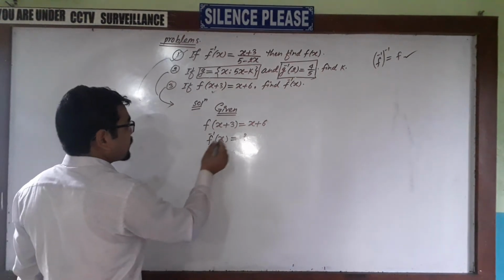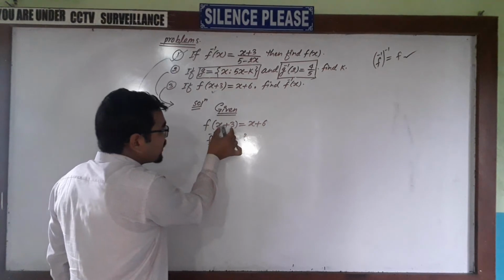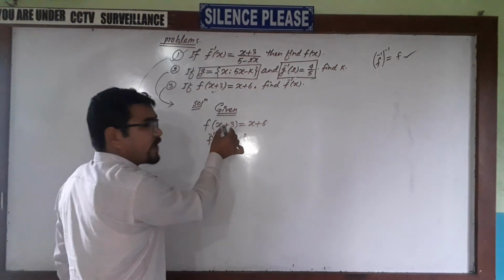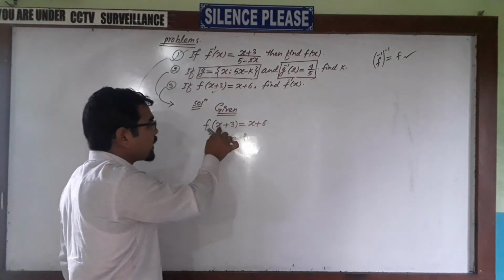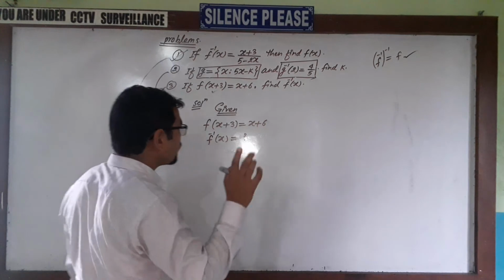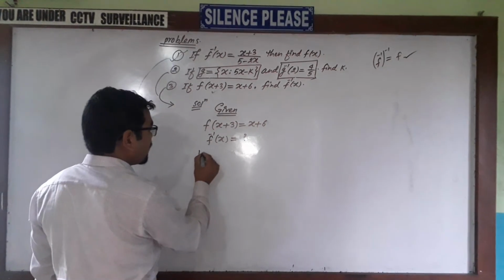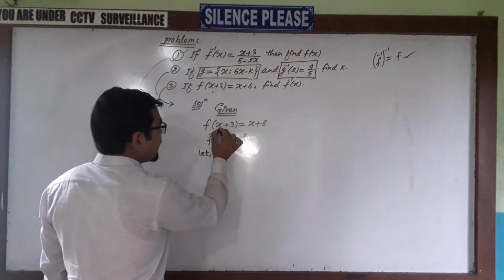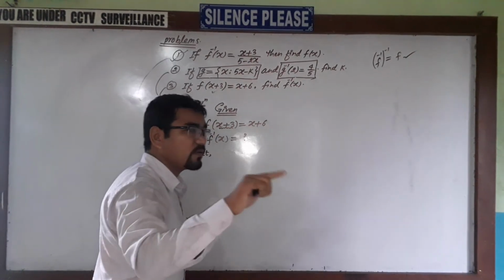First of all, whatever is given inside this f of the input value can be considered any variable. I can suppose x plus 3 is equal to a. Two methods are there; I will show both methods here. Let this x plus 3 we have, and we have to express it in a single term.